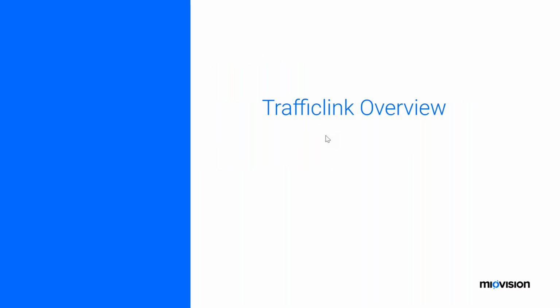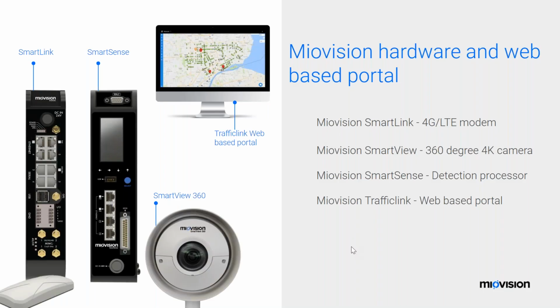Just as a recap before we get over to the software, just as a reminder, some context behind what hardware is driving a lot of this at the cabinet, we have our Miovision devices in the cabinet that go up to the web-based portal. So we have our SmartLink, which is generally our 4G LTE modem. A lot of our data and communications is transferred through here. So it's our hub of information.